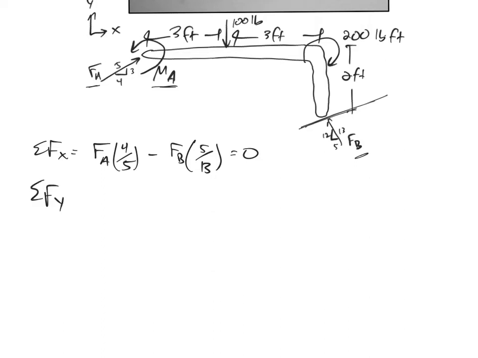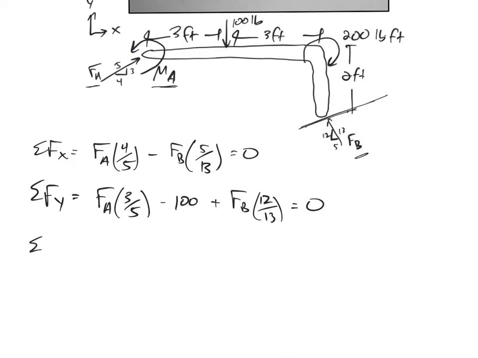Then summing the forces in y, I've got FA, the 3/5 component in the y direction, minus 100, and then plus FB, the 12/13 component, equals 0. And then summing the moments, I'm going to sum the moments about A.